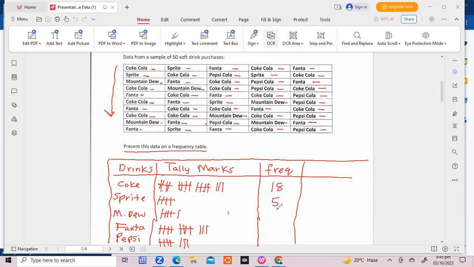Mountain Dew, 6. Fanta, 8. Oh, Fanta, it's not 8, that's 13. Because two of my bundles, two 5s and 3, that is 13. Then that one, 8. So then we can find the total frequency. What's the total frequency that we have at the bottom?